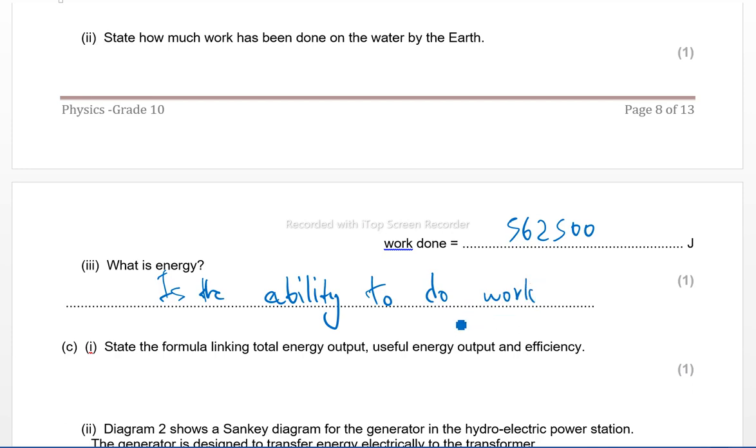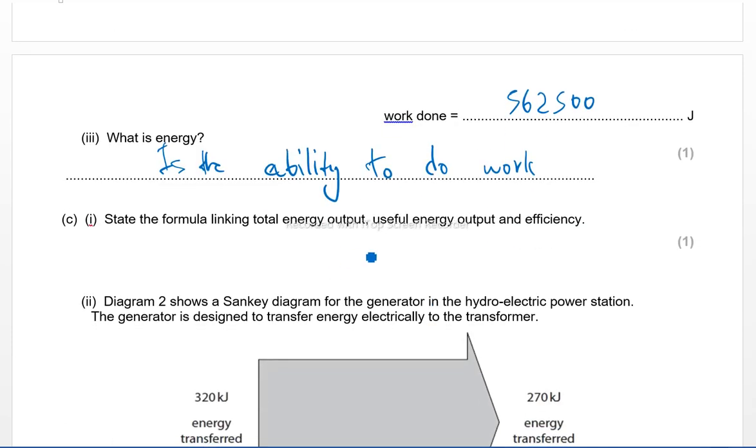State the formula linking total energy output, useful energy output and efficiency. So this we have already discussed. The efficiency is equal to the useful energy output divided by the total energy output. If it is just efficiency, you can say it that way. If they say percentage efficiency, you have to multiply by 100.